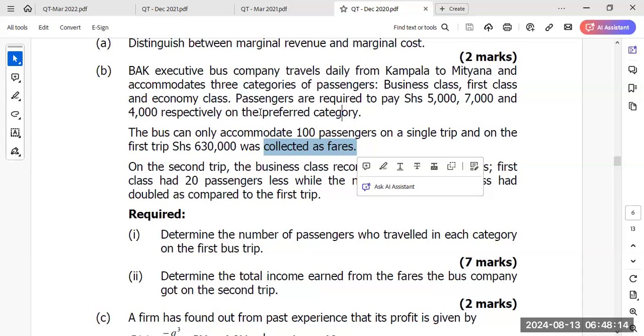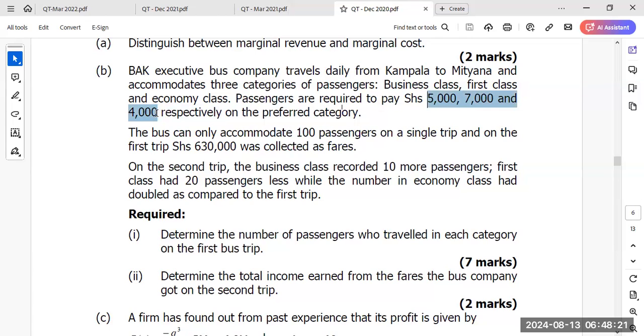Here you are correcting. Remember, each category here pays this amount of money. Each passenger, here each category pays this amount of money. So it means that we can also form another equation from this. If we get 5,000 times B plus 7,000 times F plus 4,000 times E, it should give us what? It should give us this.